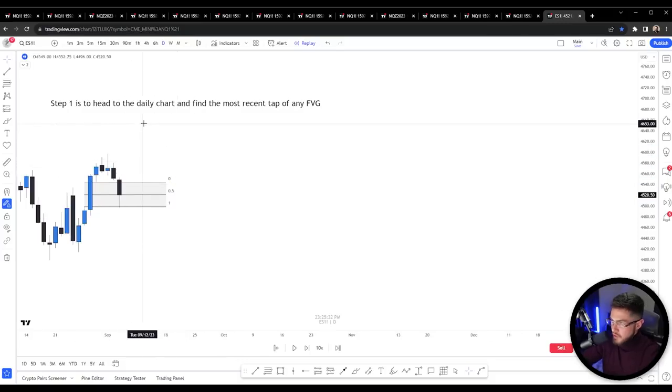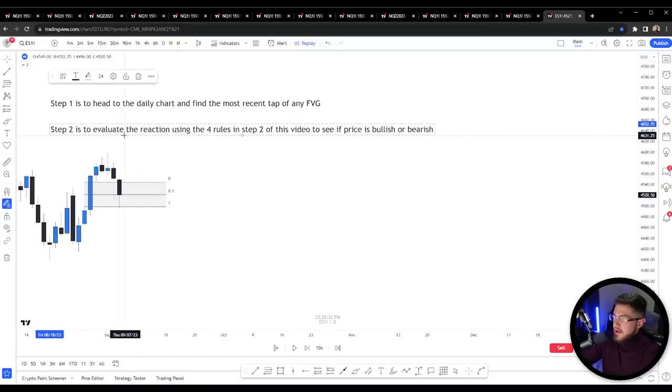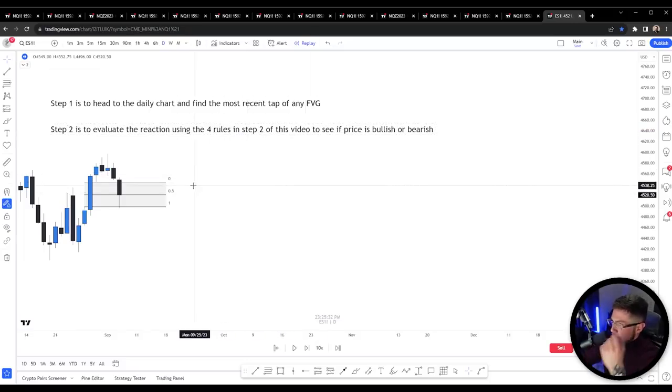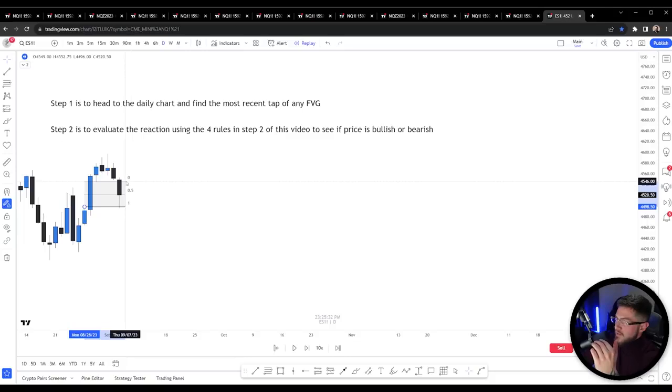Step 2 is we're going to wait and evaluate the reaction using the 4 rules that we went over in step 2 of the video, to see if price is bullish or bearish. So remember, if price closes beyond the midpoint, meaning it closes beyond this 0.5, then it is invalid.